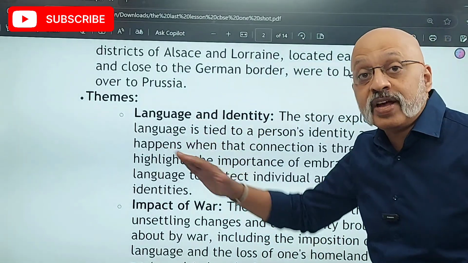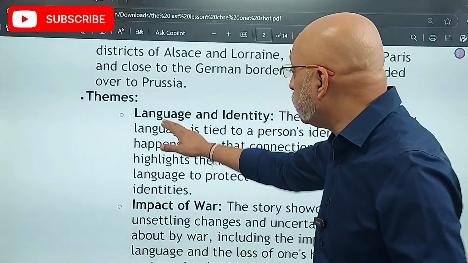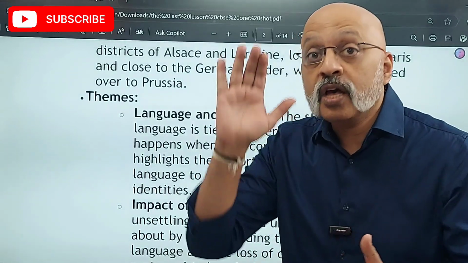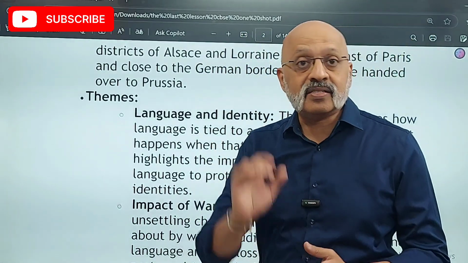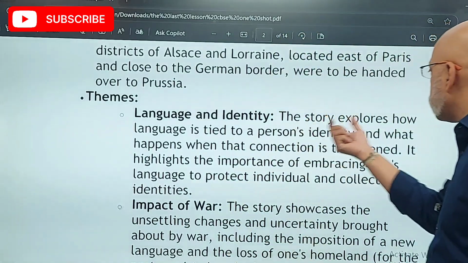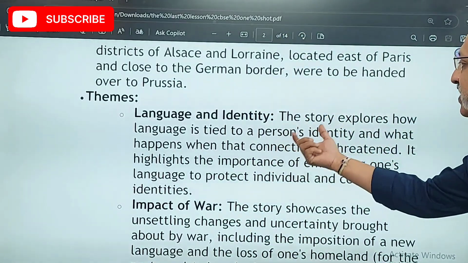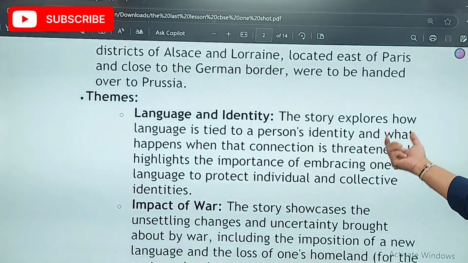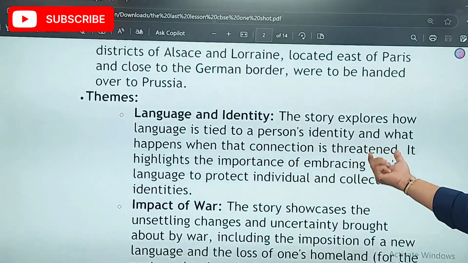So what is the main theme? The theme of language and identity. I have put this in bold because these are words you should use in your answers: the theme of identity, the theme of language. The story explores how language is tied to a person's identity and what happens when that connection is threatened.